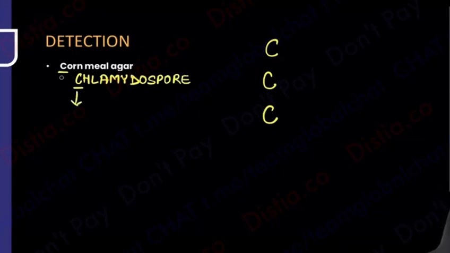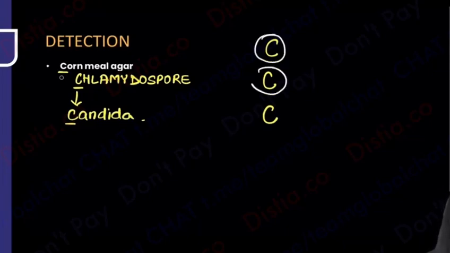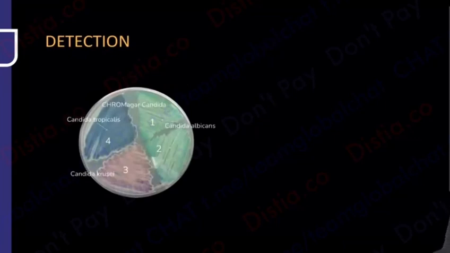And I've already told you chlamydospores are grown by which particular organism? Candida. So repeating once again, when I'm talking about corn meal agar, I grow chlamydospores in it, and which organism shows you that? Candida shows you that. So that's another agar that you have to know. Then, because we are talking about Candida, I'll add another C onto that Candida, because Candida is also grown on another agar known as the chrome agar.